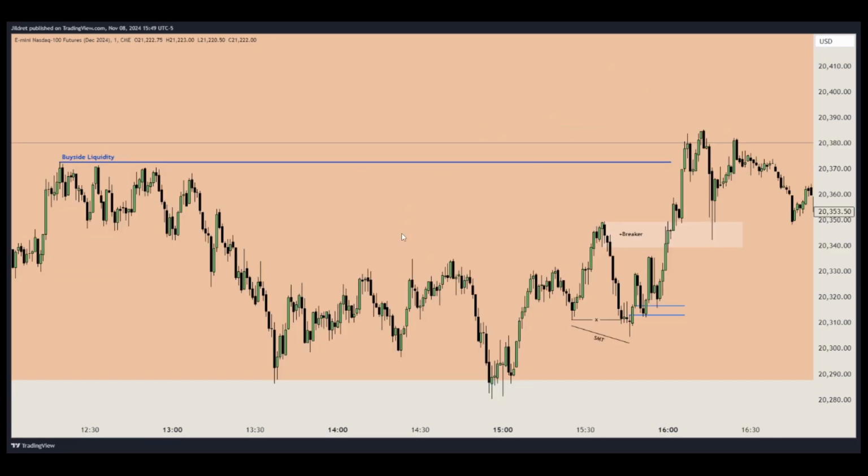This is the afternoon of Tuesday, and as you can see, this buy-side liquidity pool is getting disrupted in the final hour of trading. Here we created a bullish SMT between Nasdaq and ES. ES made a higher low, but Nasdaq did a lower low. That's called the smart money tool, and this is a sign that we are likely to see a reversal in the market.